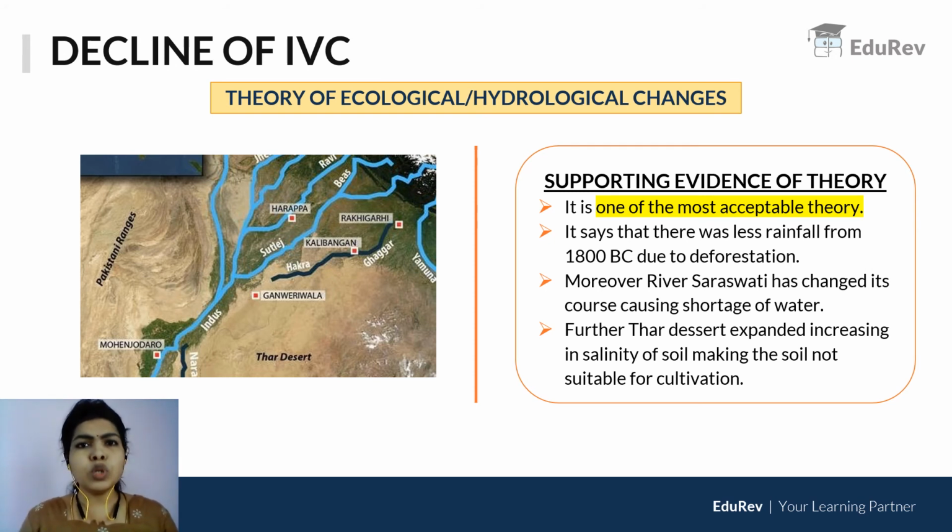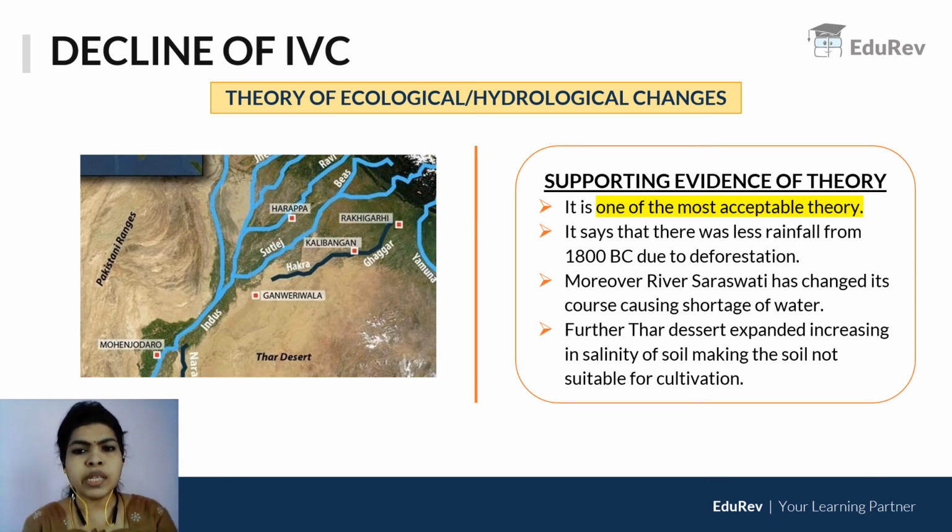It has been the most acceptable theory amongst the historians. It is the theory of ecological or hydrological changes. It is said that there was less rainfall from 1800 BC due to deforestation. Because of depletion of the forest, there was less rainfall, because of which there was a shortage of river water. There was a drying up of rivers, which led to more and more fights between the people, and that led to the decline. So this is what we call hydrological changes leading to exploitation of resources.